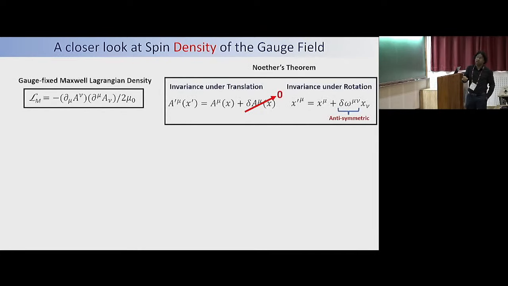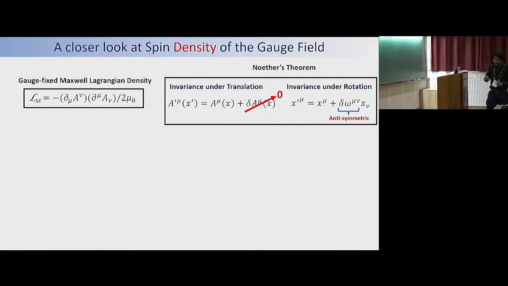So what you start with is just for the Maxwell field, you write down the Lagrangian density, and this is actually a very specific form known as the Fermi Lagrangian. It's a gauge fixed Fermi Lagrangian. And then what you do is you impose on this Lagrangian the condition that there should be some invariance under translation and some invariance under rotation, and from there you can derive the conserved quantities of this gauge field. And that's basically what comes through Noether's theorem.